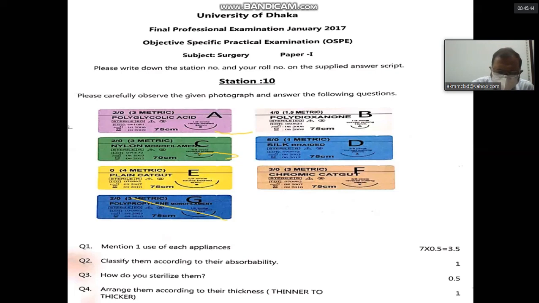Classify them according to their absorbability. Can you say which suture materials are absorbable and which are non-absorbable in here? Sir, catgut is absorbable and silk non-absorbable. A, E, B, and F are absorbable. Okay. And the rest are non-absorbable.